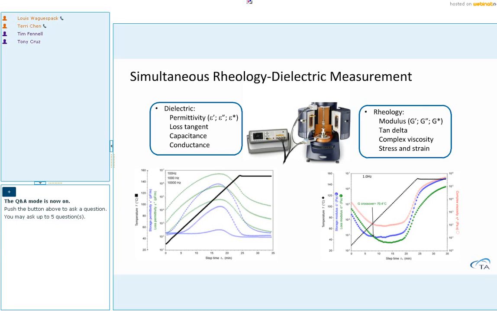During these measurements, the rheometer performs physical analysis, reporting storage modulus, loss modulus, and complex viscosity change as a function of curing time and curing temperature. In the meantime, the dielectric bridge simultaneously reports the dielectric signals: permittivity, capacitance, and conductance change at single or multiple dielectric frequencies.